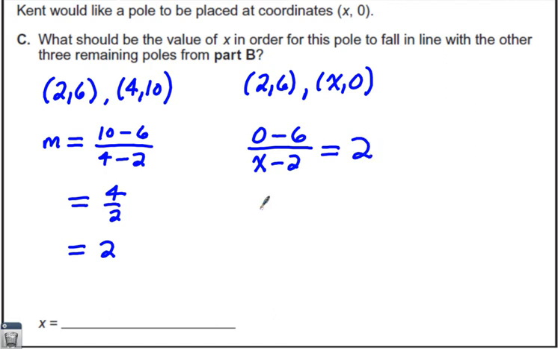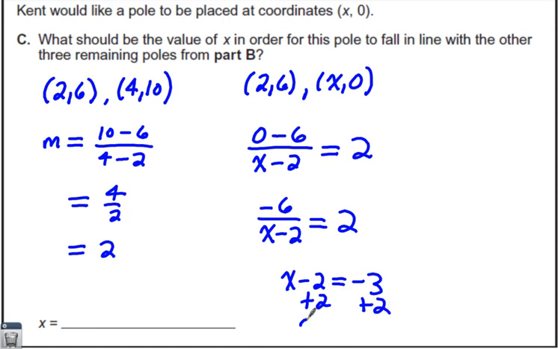All right? So we have negative 6 over... Now we could cross multiply or just multiply both sides by x minus 2 and continue solving for x, but wouldn't negative 6 over negative 3 get this? So x minus 2 has got to equal negative 3. So it looks like my x value would be negative 1.